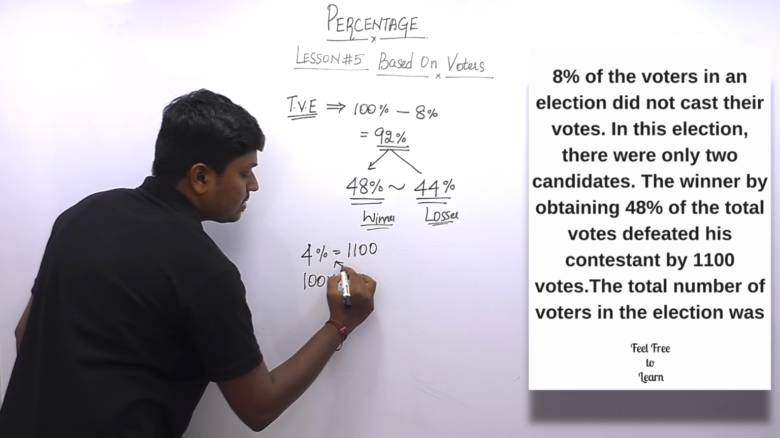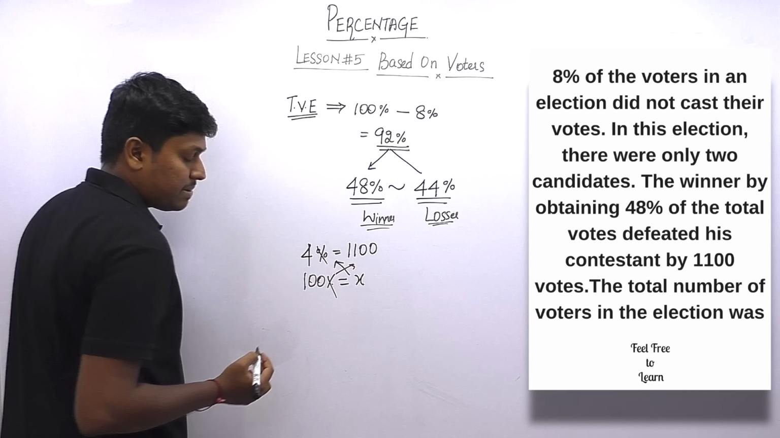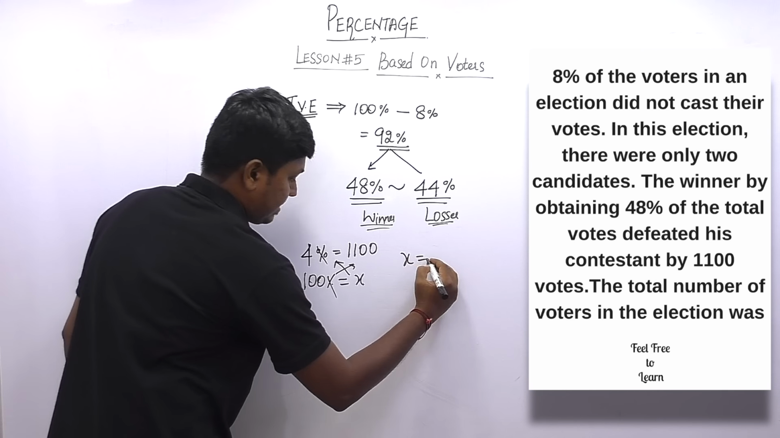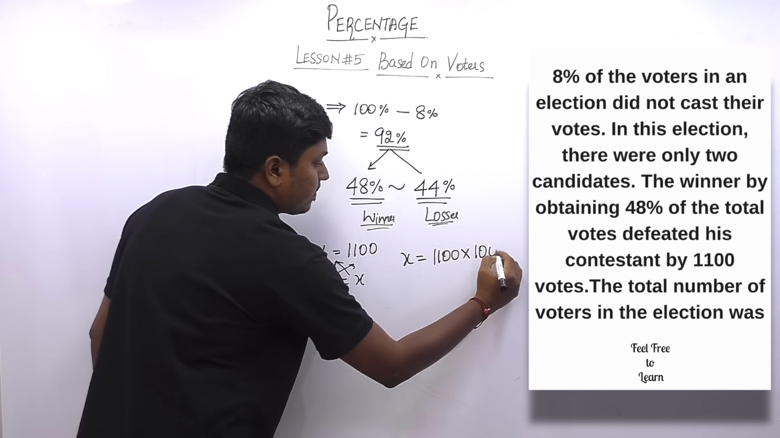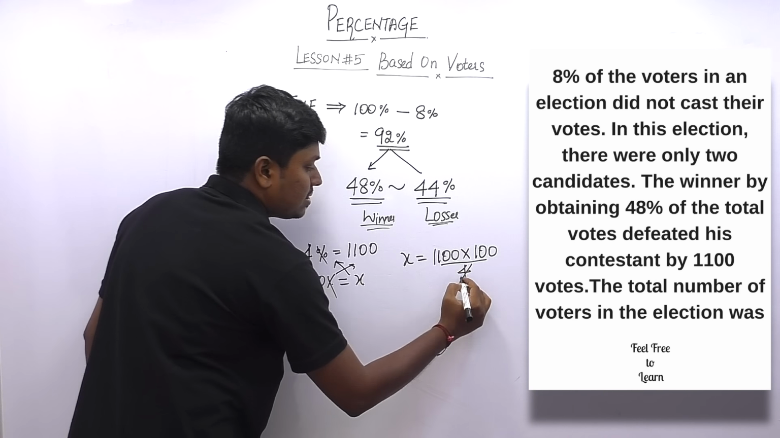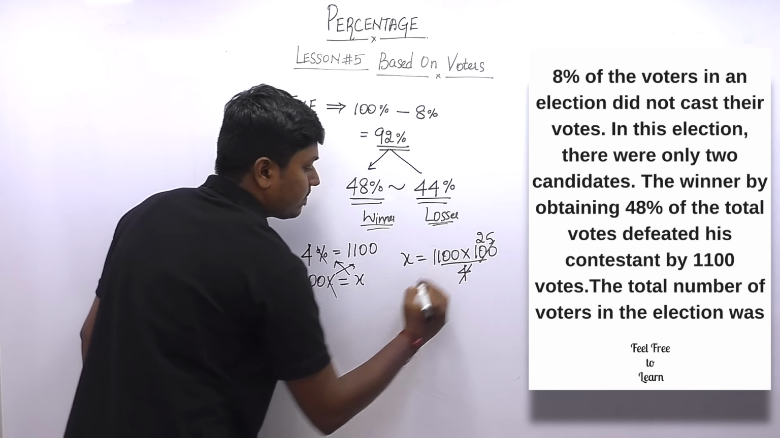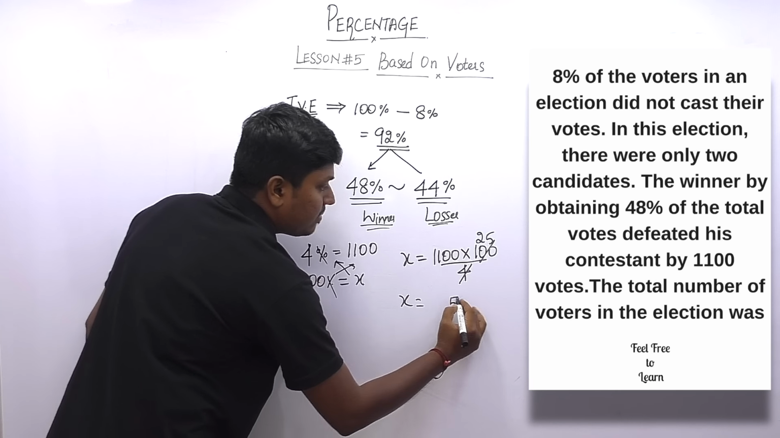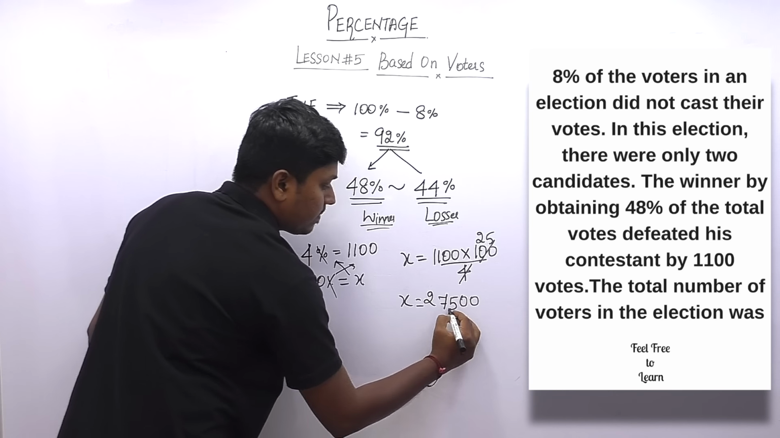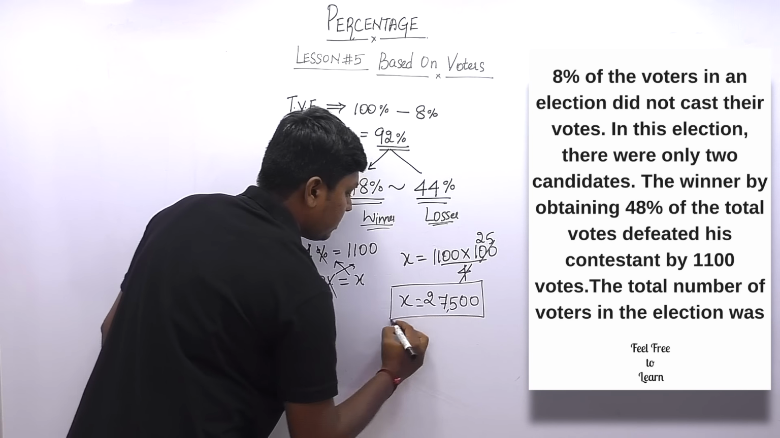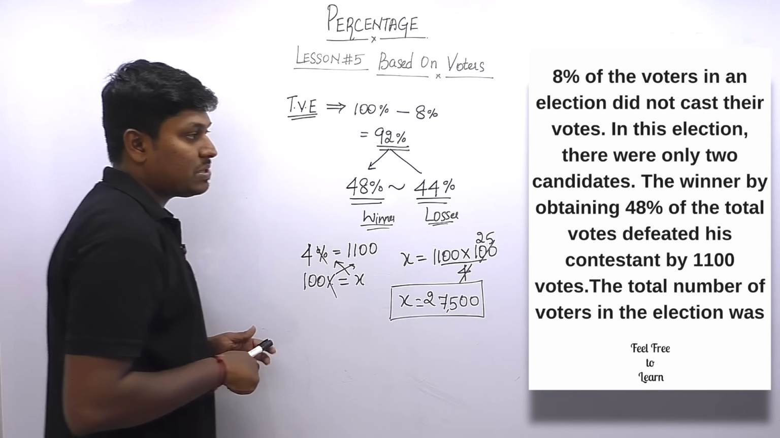So once you cross multiply, you can cancel percentage and percentage. So this can be written as x is equal to 1100 into 100 divided by 4. So once you cancel, this will be 25. So x is equal to, this will be 5, and 7, and this will be 200. So finally we can say that the answer for this question is 27,500.